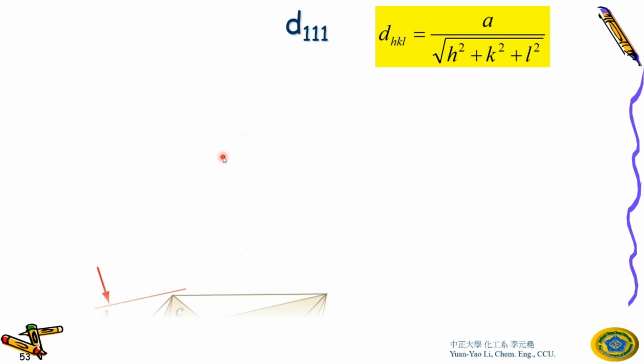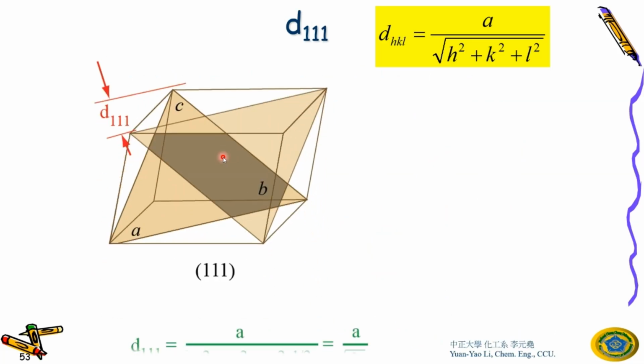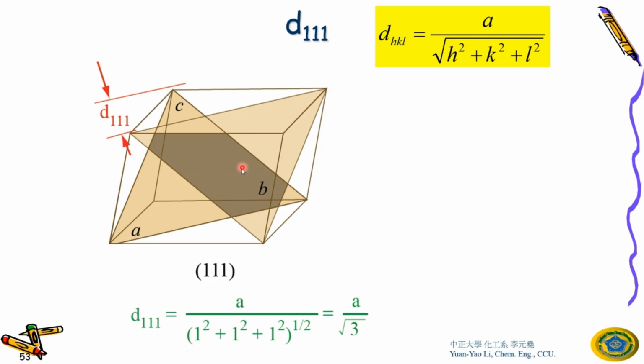Okay, here I give you an example of 1, 1, 1. Please do this by yourself. I just told you, right? A D 1, 1, 1 is A divided by root 3. Easy. I hope all the things I want you to know is this equation. Please remember. Easy.